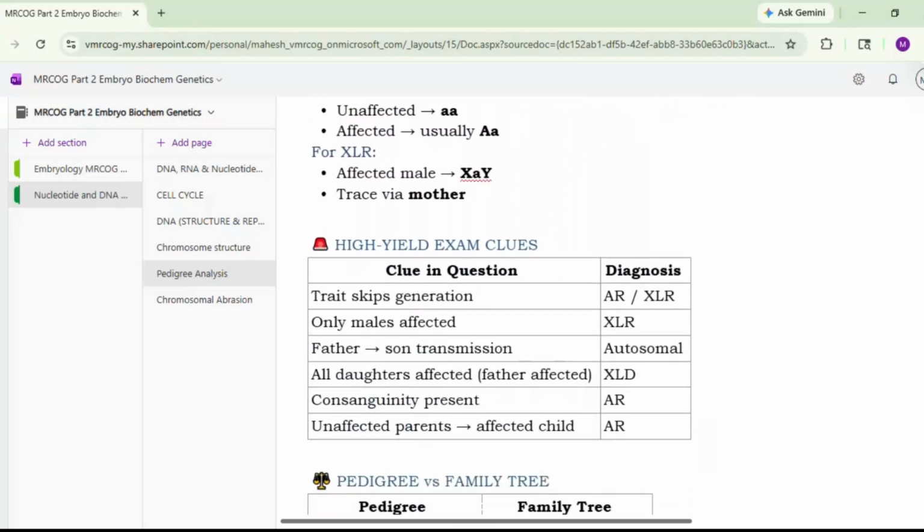Okay. So what are the clues we should catch in the question? The trait skips the generation: if it is skipping the generation, that means autosomal recessive or X-linked recessive. Okay. Only males are affected: that means X-linked recessive. Father to son transmission means it is an autosomal disease. All daughters are affected when fathers are affected: that is X-linked dominant. Consanguinity is present: autosomal recessive. Unaffected parents leading to an affected child is autosomal recessive.